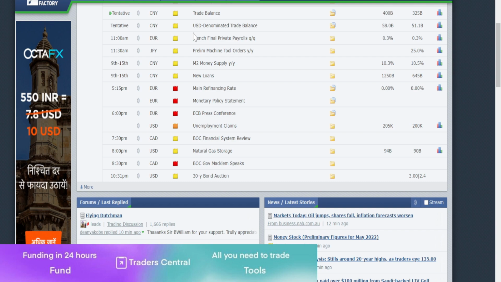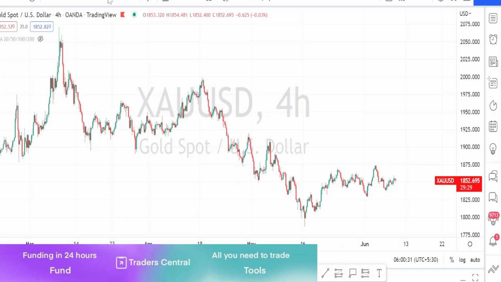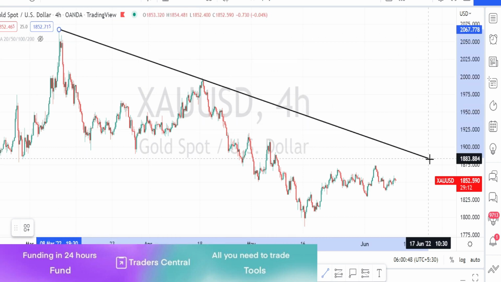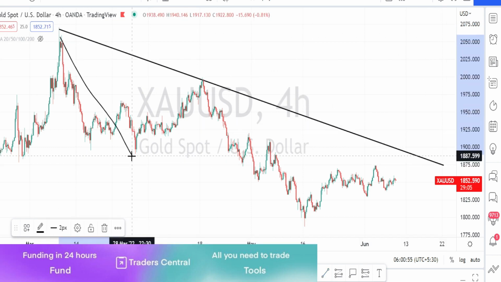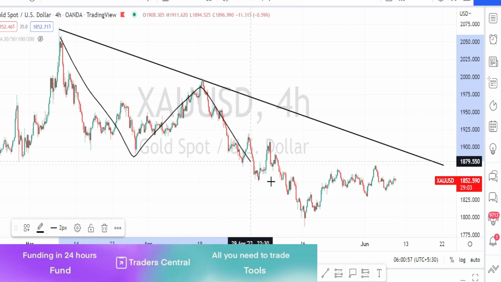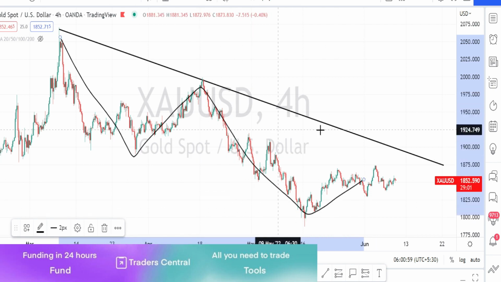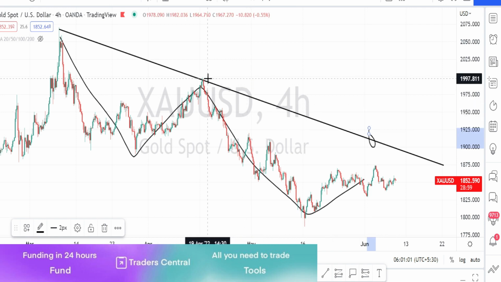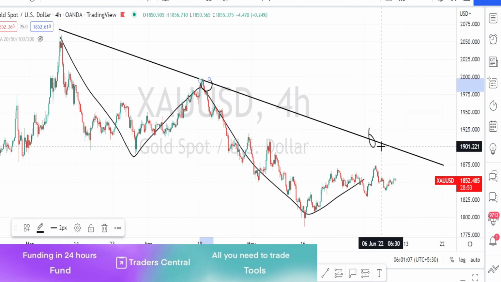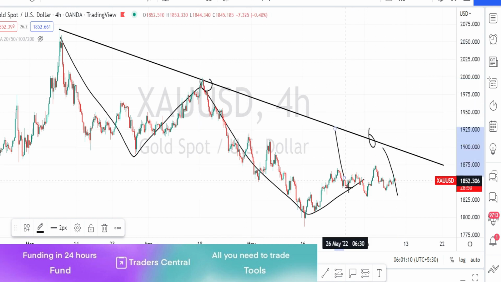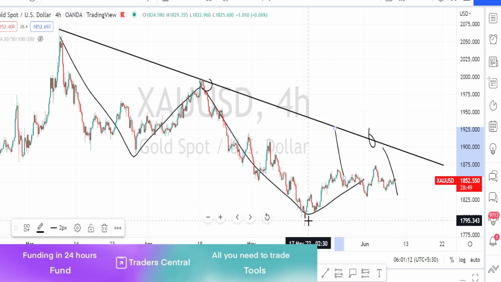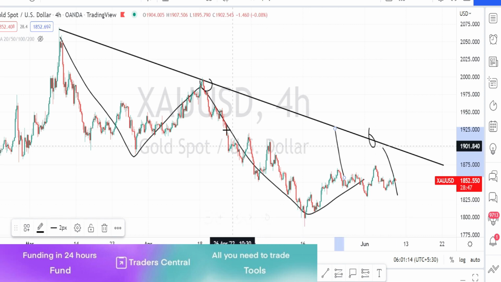Let us begin our technical analysis. I am in the 4 hours time frame now. When we look at the major trend of the current price action, from this level it started falling on a bearish trend reversal, and the current price action is continuously in a bearish trend. It has not broken this resistance line over here, and it is trading below this resistance line. So the current trend of the price action is still bearish.